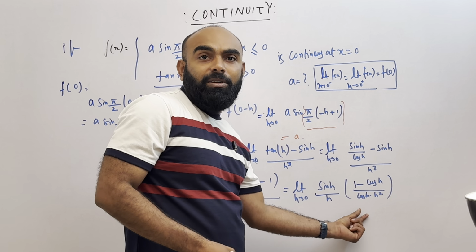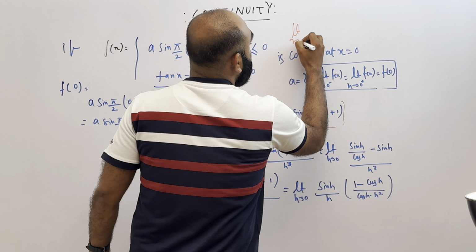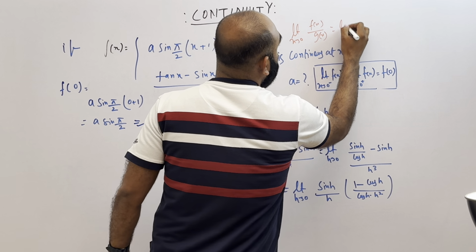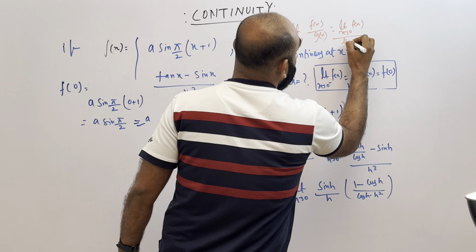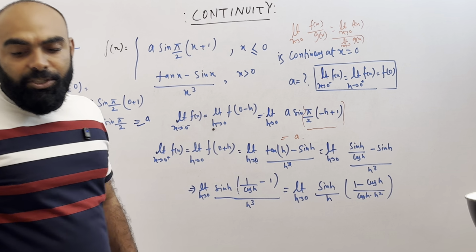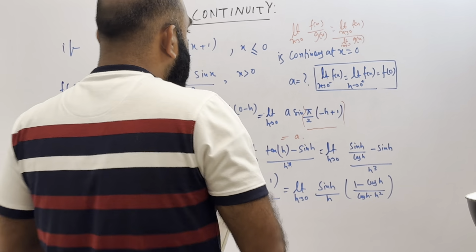If I write limit x tends to 0 of f of x by g of x, the limit can be distributed: limit x tends to 0 of f of x by limit x tends to 0 of g of x. Limit can be distributed like this. It's like a chip-cube friend, I told you.